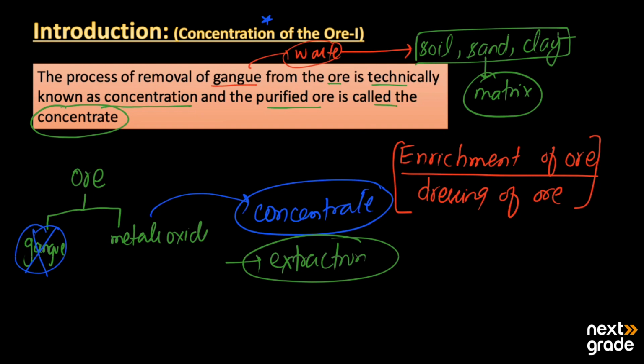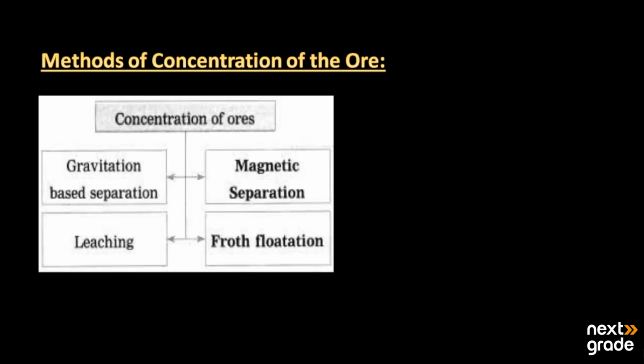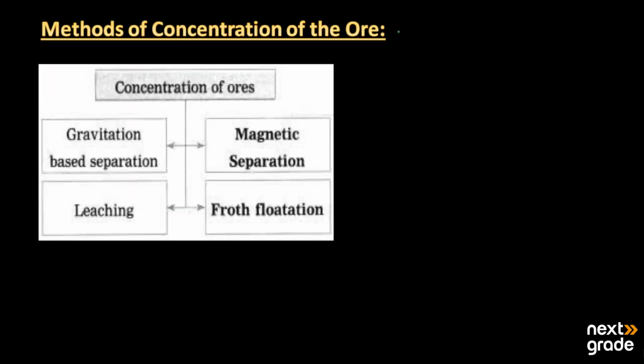Now, how do we get the concentrated ore? Let's have a look at the different methods. The methods for the concentration of the ore are: the first one is the gravitation method, or gravitation-based separation. The second one is leaching. The third one is magnetic separation. And the fourth one is the froth flotation process.